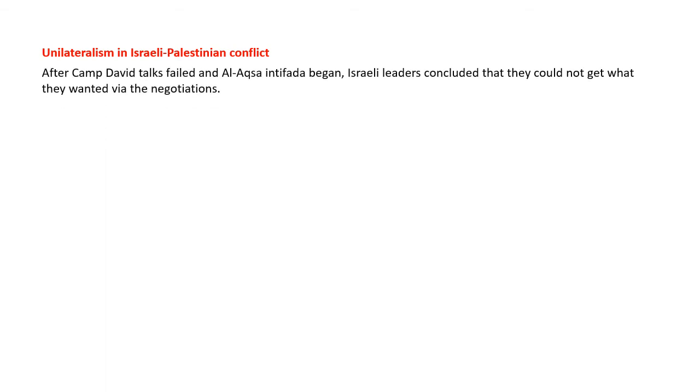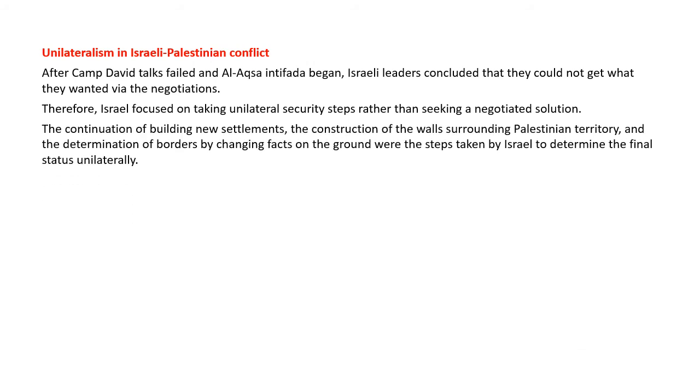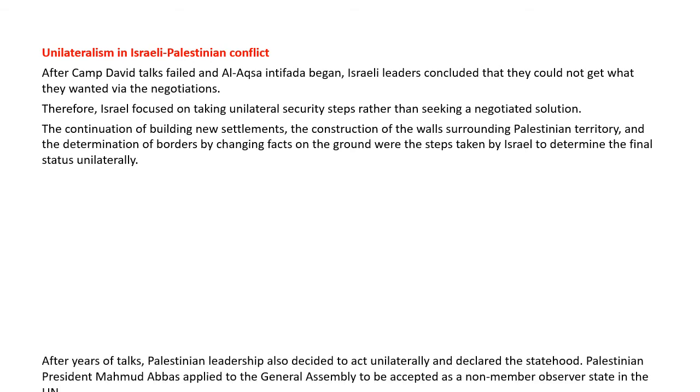Unilateralism in the Israeli-Palestinian conflict. After Camp David talks failed and the Al-Aqsa Intifada began, Israeli leaders concluded that they could not get what they wanted via negotiations. Therefore, Israel focused on taking unilateral security steps rather than seeking a negotiated solution. The continuation of building new settlements, the construction of the walls surrounding Palestinian territory, and the determination of borders by changing facts on the ground were the steps taken by Israel to determine the final status unilaterally.